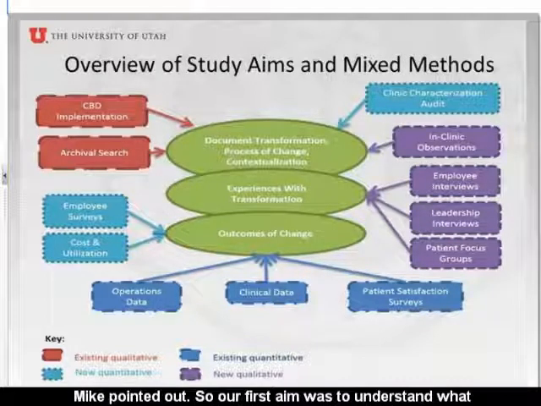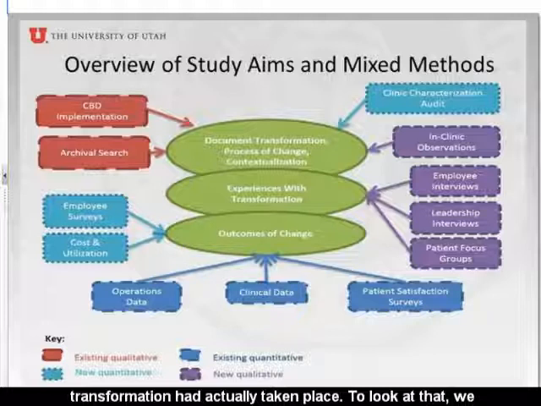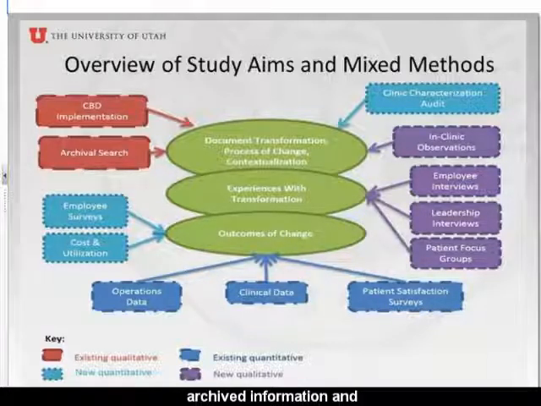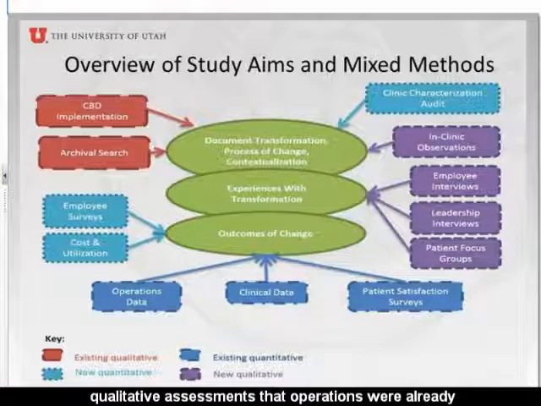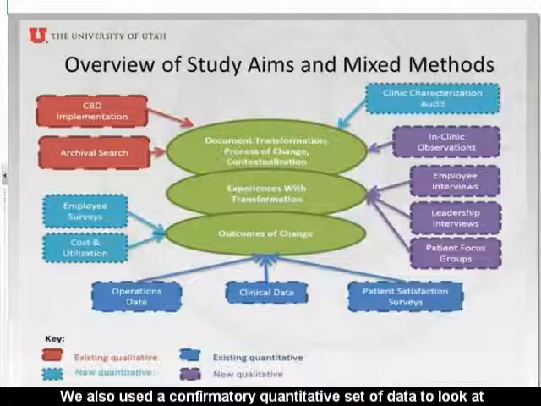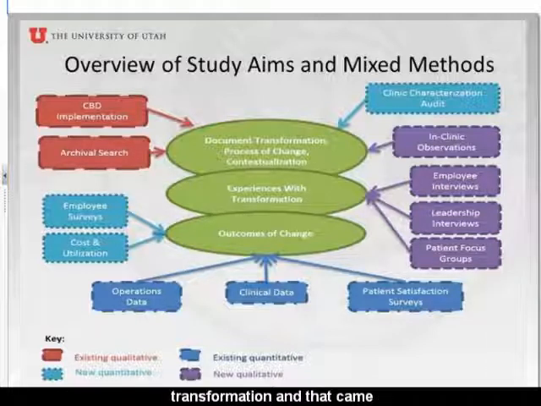And to look at that, we used primarily qualitative data that were already available, archived information and qualitative assessments that operations were already collecting. So that is the 2 red boxes on the left-hand side. We also used a confirmatory quantitative set of data to look at transformation, and that came from our clinic characterization audit, which I'll explain the details of in a moment.